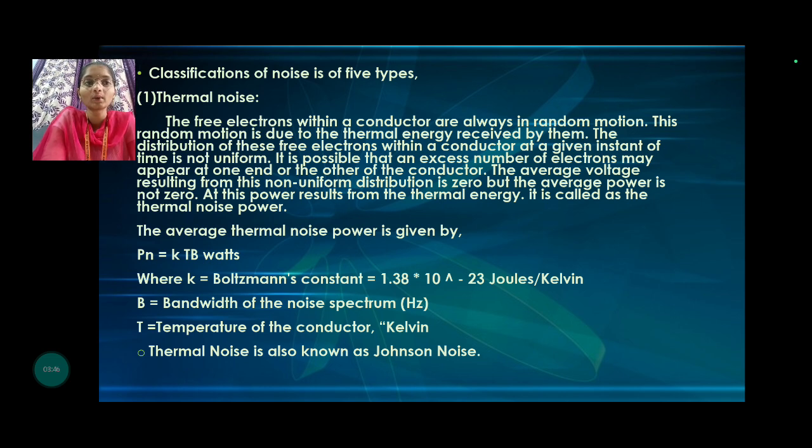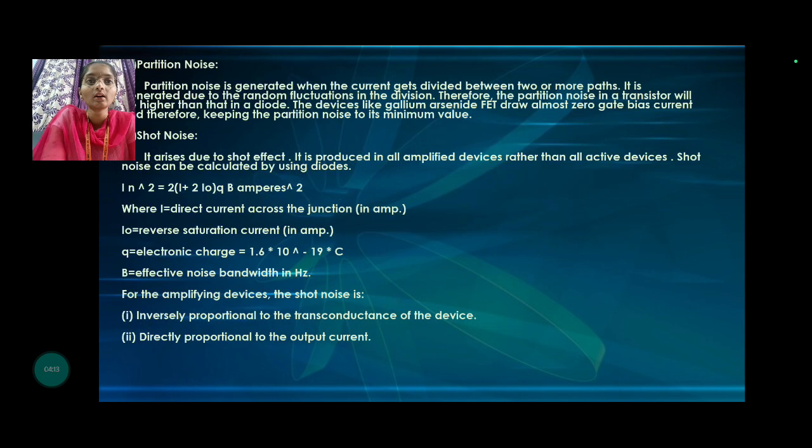The average thermal noise power is given by P_n = kTB watts, where k is Boltzmann's constant and its value is 1.38 × 10^-23 joules per Kelvin. B is the bandwidth of the noise spectrum, measured in hertz, and T is the temperature of the conductor, in Kelvin. Thermal noise is also known as Johnson noise.